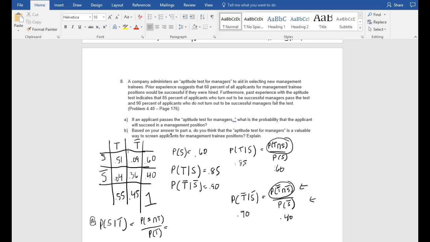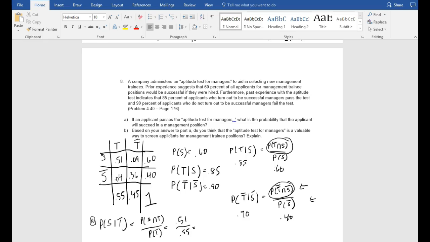Lo and behold, we have all of this information because we completed the table. So there's no guesswork, there's no confusion at this point. It's just plugging and chugging. The probability of S and T we calculated as 0.51. That's that intersection point. And then the probability of T is 0.55.